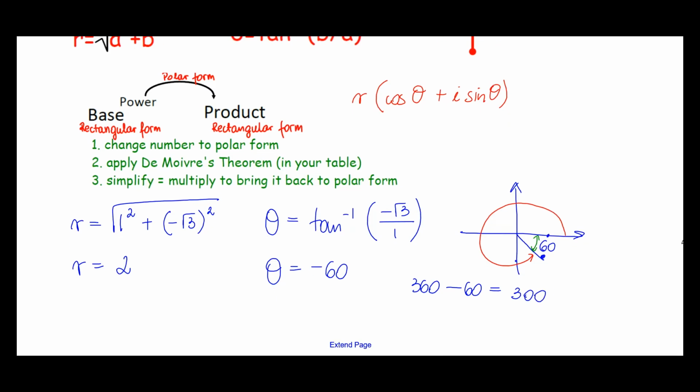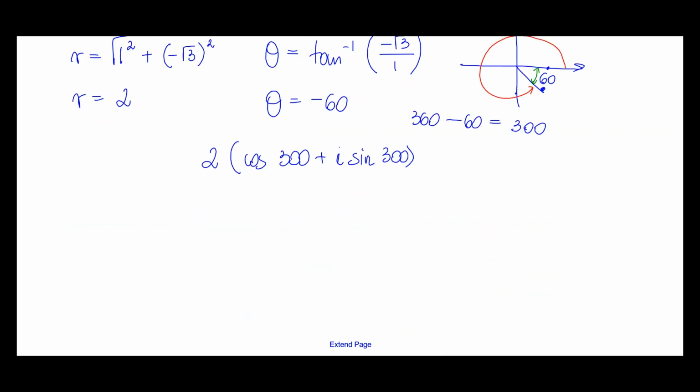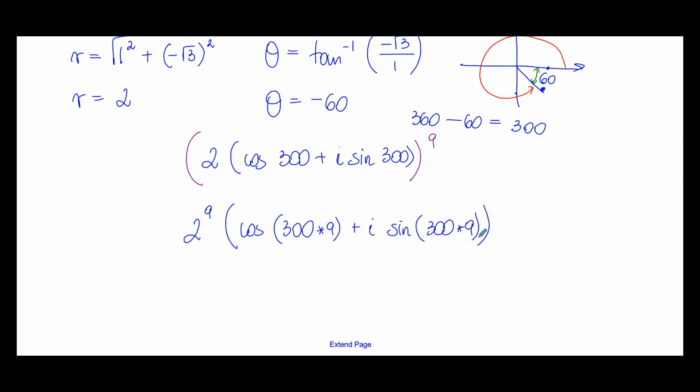So let's write our complex number in polar form. r being 2, cos theta where theta is 300, plus i multiplied by sin, and theta again is 300. Let's not forget that's what we are taking to the power of 9. Now, applying the theorem, how does it work? 2 is taken to the power of 9 in this case, and our angle is multiplied by 9. So cos of 300 multiplied by 9, plus i, and again sin of 300 multiplied by 9. So we apply the theorem.